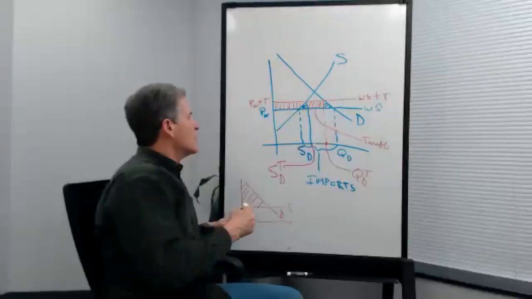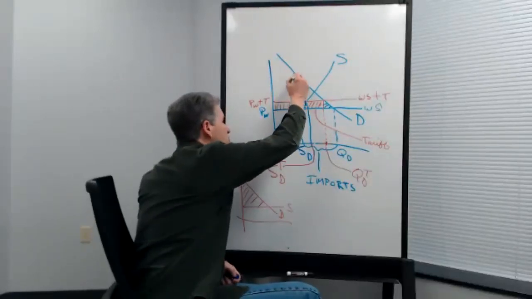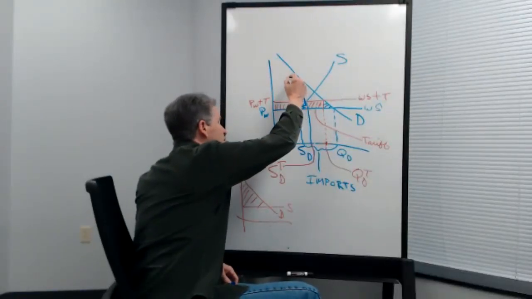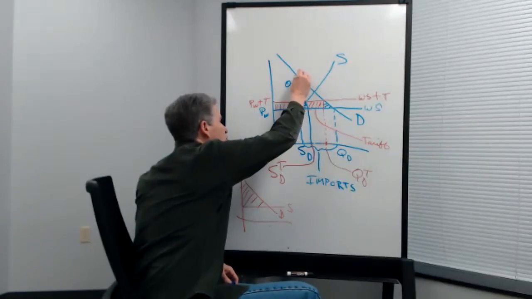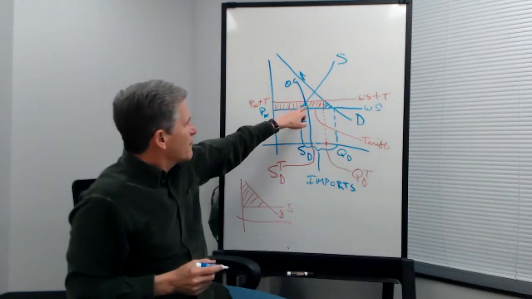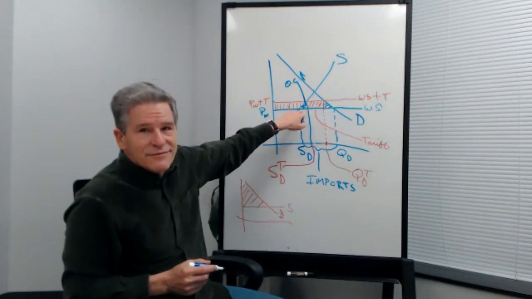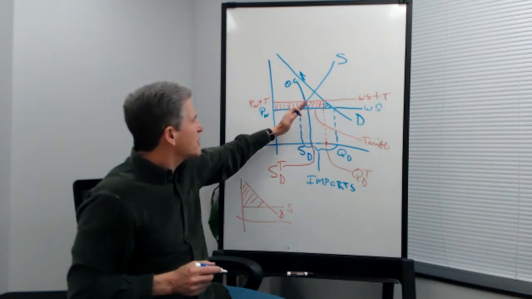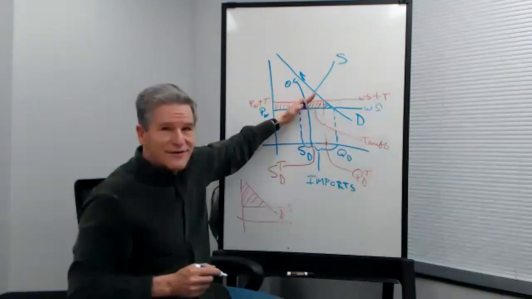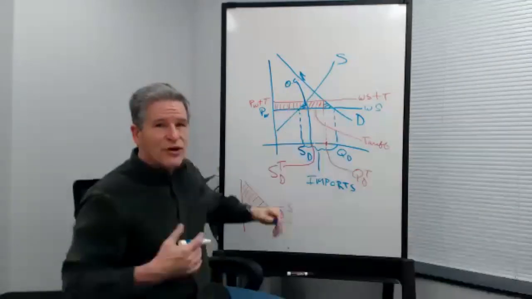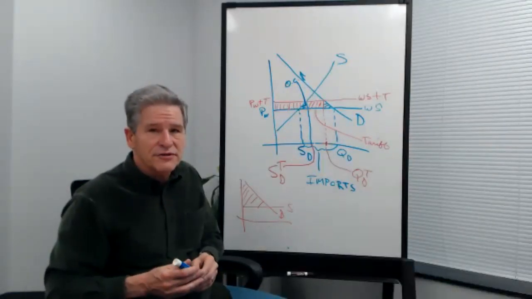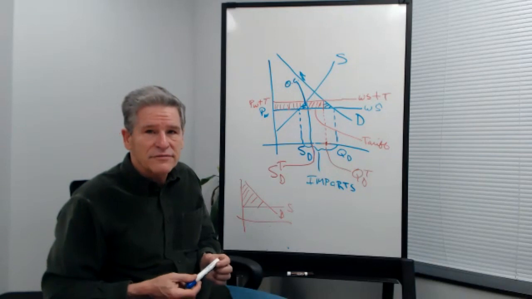Okay. See, before I could produce those units, when they were being produced on the world market, the opportunity cost of producing them was the blue line. Now the opportunity cost of producing them is the supply curve. Oh. So now those units are more costly to produce, and that drives down welfare.